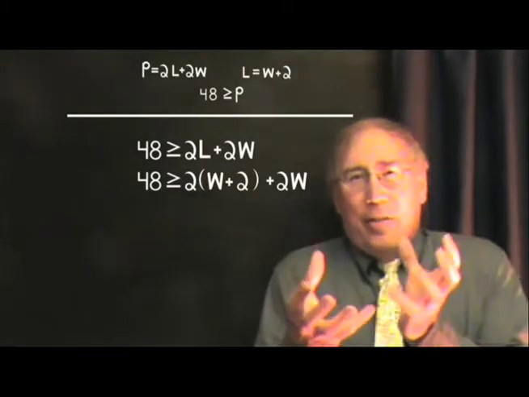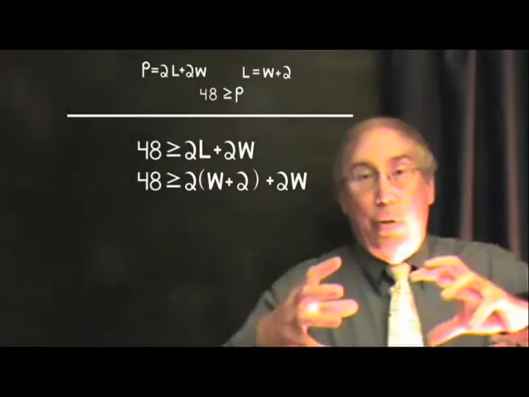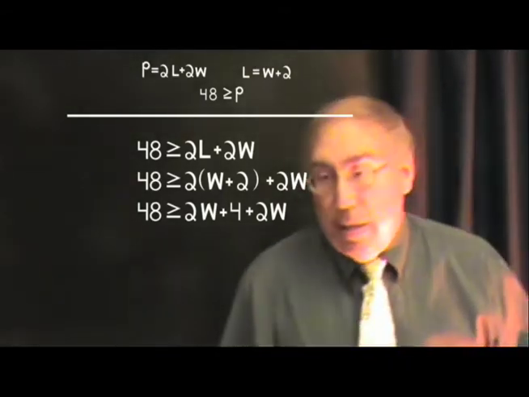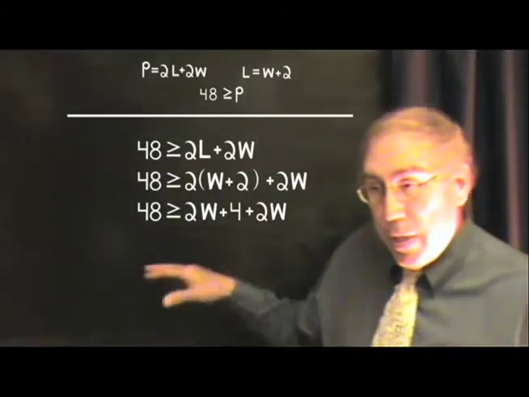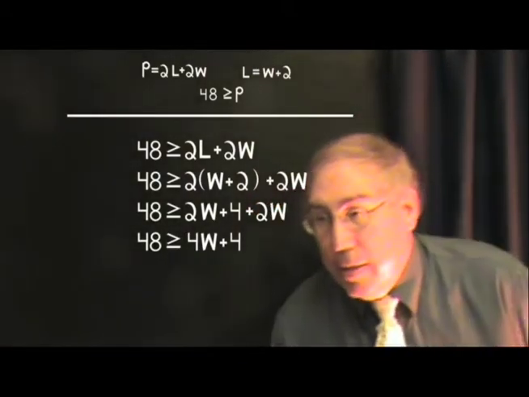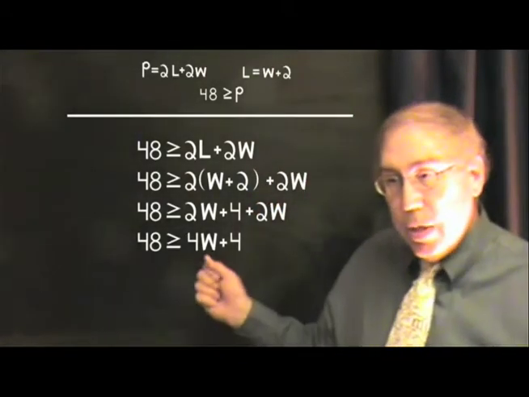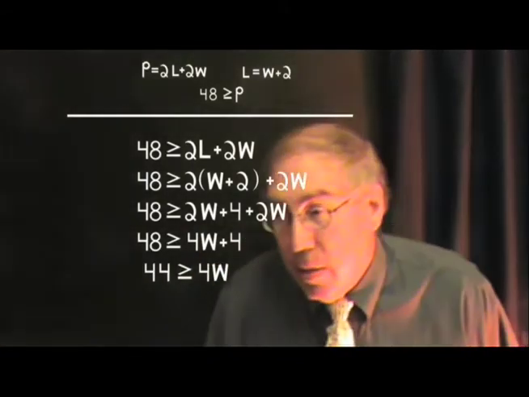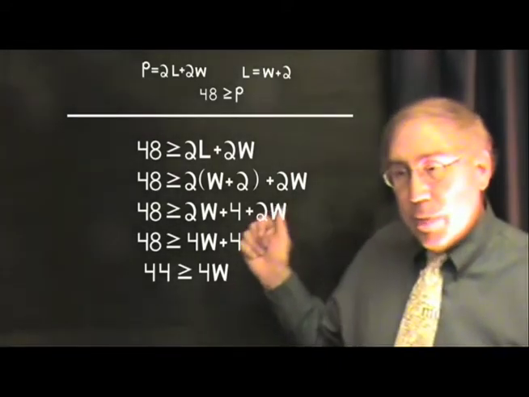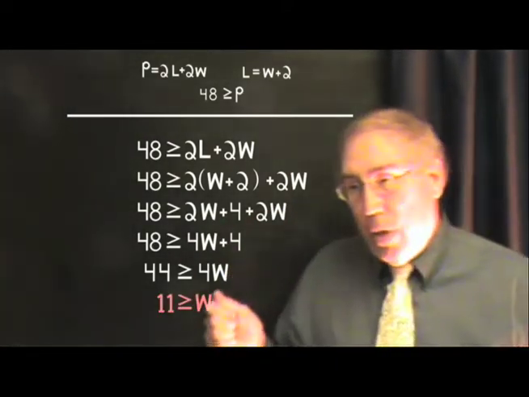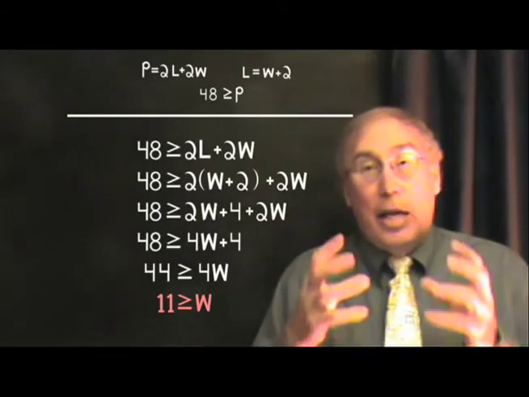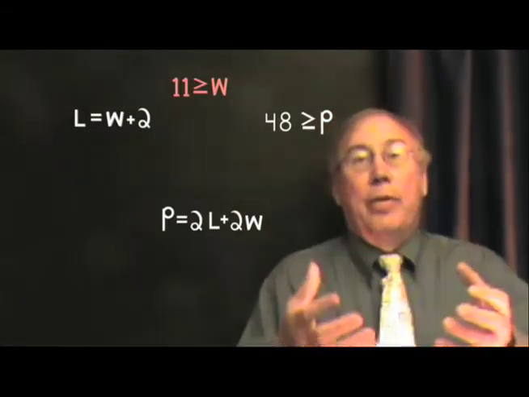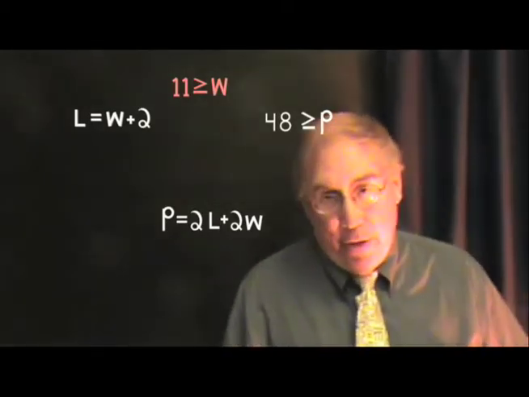Now, what is the maximum width that we could have to have a perimeter that's less than or equal to 48? Let's see what that is. We work the problem out here. Here we got 48 greater than or equal to 4w plus 4. We'll subtract 4 off from each side, then divide through by 4, and we get 11 is greater than or equal to w. So this is the maximum. 11 is the maximum that we can have for the width.